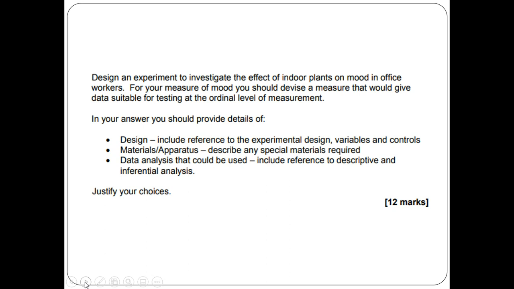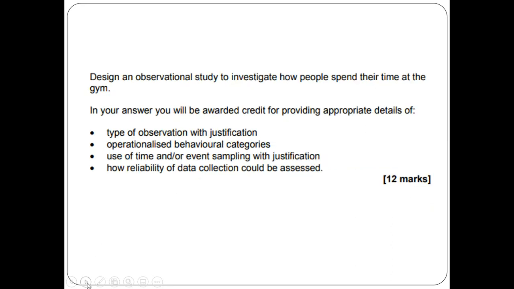So that's how those questions work. They all work in the same format. Same thing again here. Design an observational study to investigate how people spend their time at the gym. 4 bullet points, so you're thinking 3 marks for each. So the type of observation with justification, so overt, covert, participant or non-participant, and why.